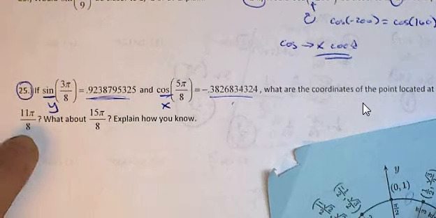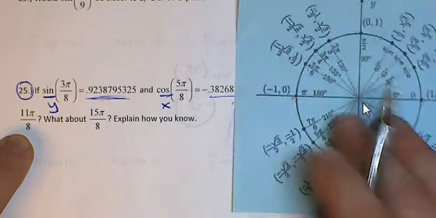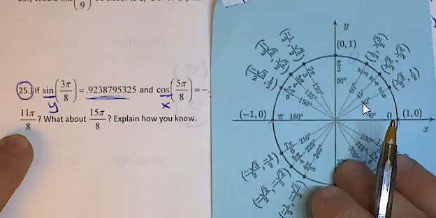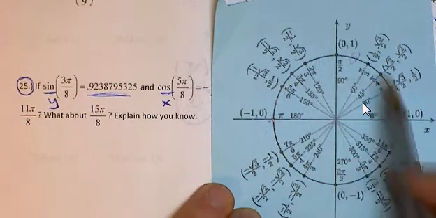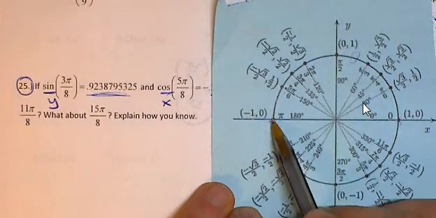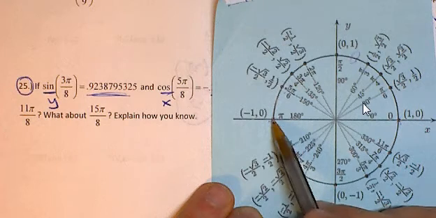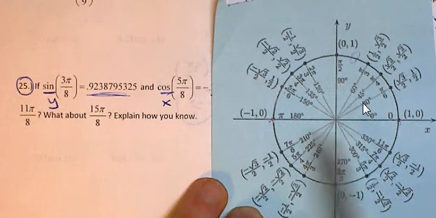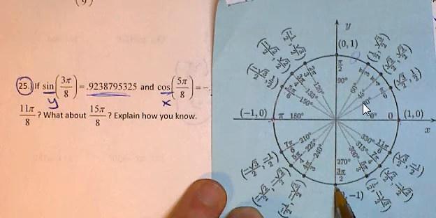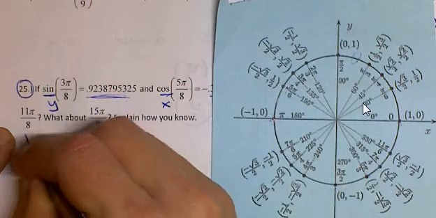So if I want to find the coordinates of 11 pi over 8, I have to figure out what quadrant that's going to be in. Again, this would be 4 pi over 8. This would be 8 pi over 8 because it's pi. And then this would be 12 pi over 8, because if you reduce 12 over 8, you get 3 over 2. So 12 pi over 8 would be the same as 3 pi over 2. If this is 12 pi over 8, then 11 pi over 8 must be here. So this is in the third quadrant.